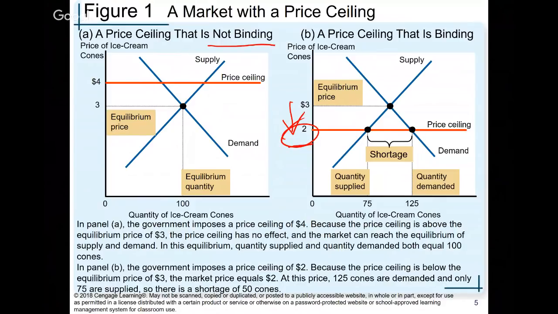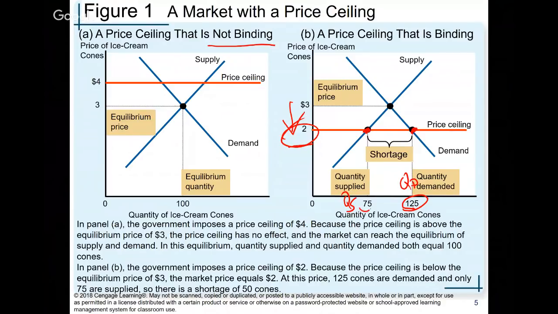But at a $2 new price, remember the law of supply. The law of supply says when the price goes down, we supply less, right? So when the price goes down to $2, here is our new quantity supplied, which is 75. And then according to the law of demand, when the price goes down, we buy more. So here at the price ceiling, this is our quantity demanded.